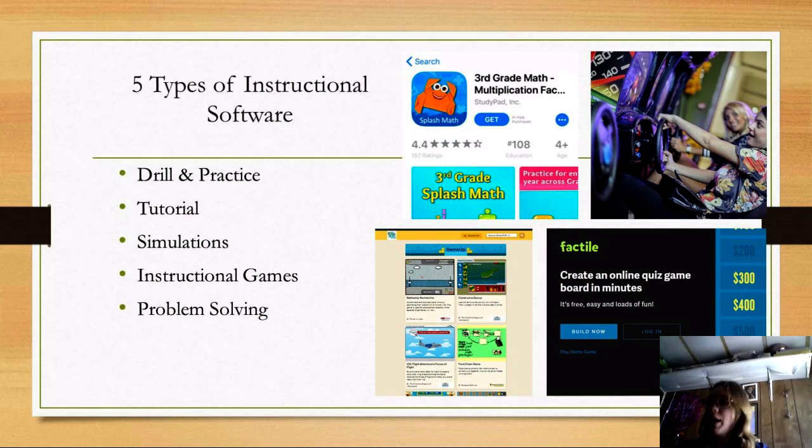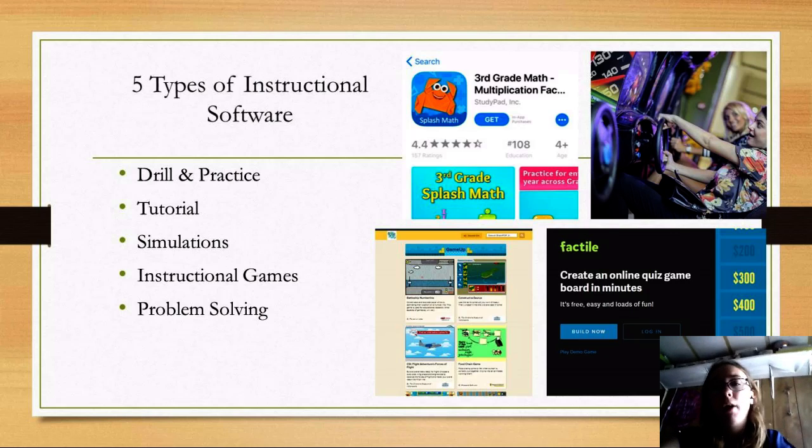And then instructional games, they add rules or competition to drill and practice or simulation software. So the bottom right picture is a picture of Factile, which is a website where you can create a Jeopardy game, and that's an example of instructional game because it's adding competition to what they're already learning. So they'll compete with each other in teams.